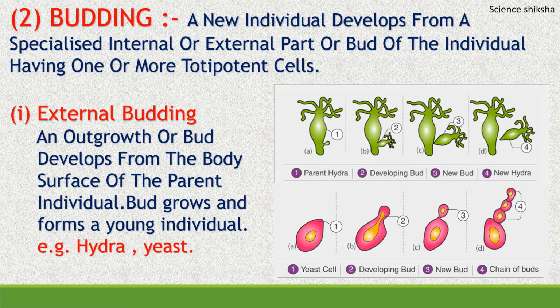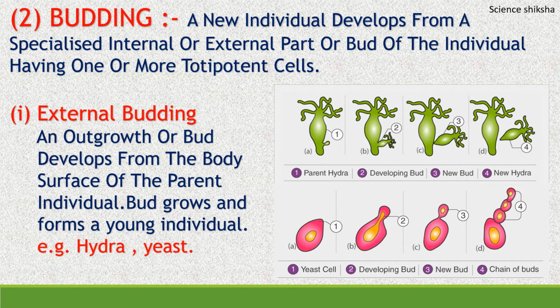So, budding is also of two types, external budding and internal budding. So, first of all, we will discuss about external budding. In case of external budding, an outgrowth or bud develops from the body surface of the parent individual. The bud grows and forms a young individual. And finally, it gets detached from the body and becomes an independent individual. Its examples are hydra and yeast.